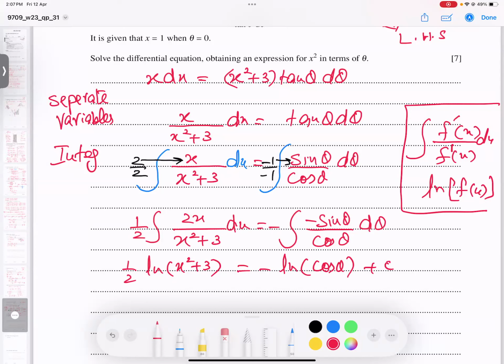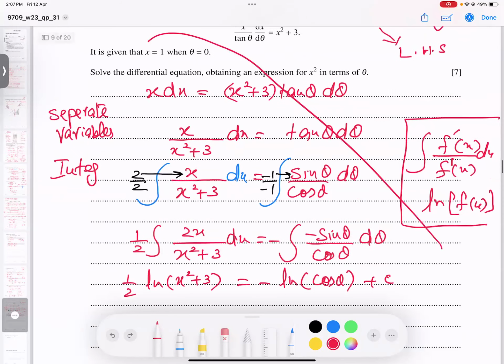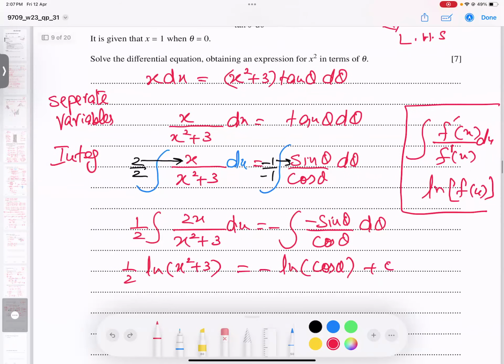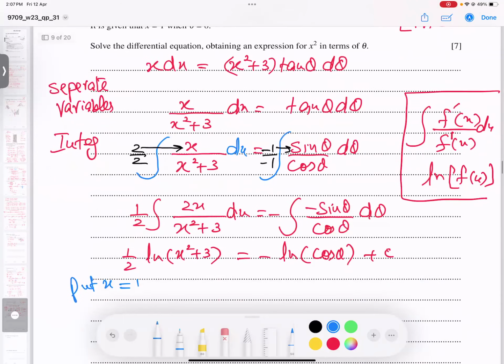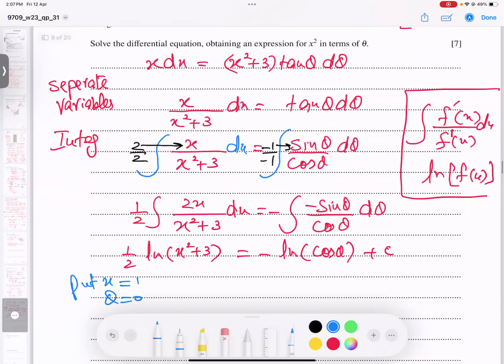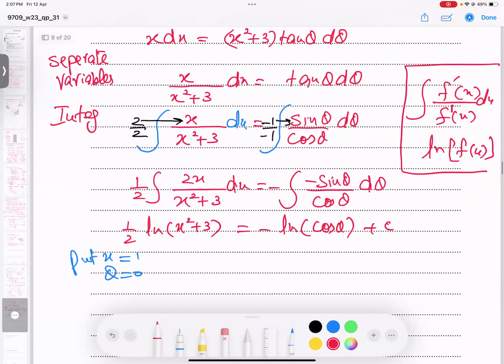Now what to do onwards? What is my target? x squared. So what is disturbing things? First of all, I use this data to get the c value. So I'm saying here, put x equal to 1 and theta is equal to 0. When I plug in x equal to 1, what do I get here? 1 squared, 1 plus 3 becomes 4, so log of 4. Cos 0 is 1 and log of 1 is 0, so this is 0.